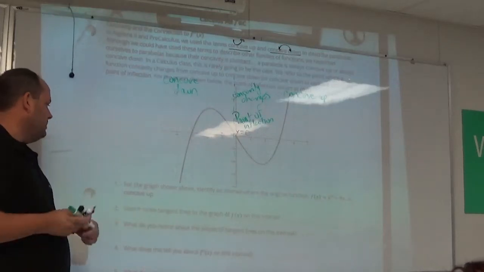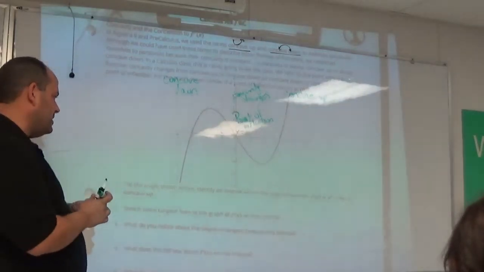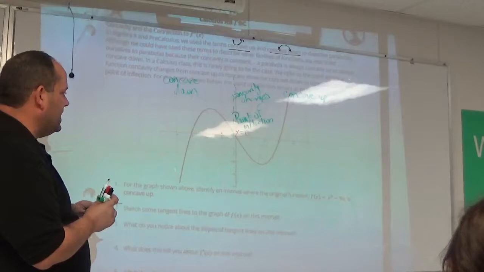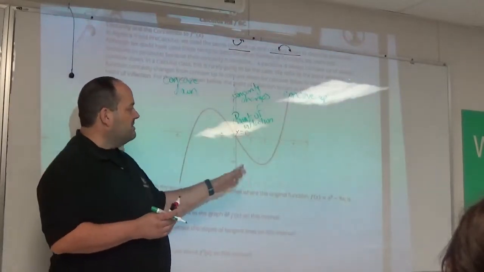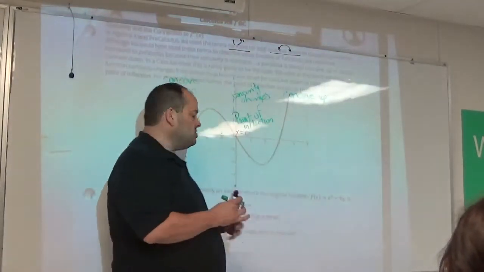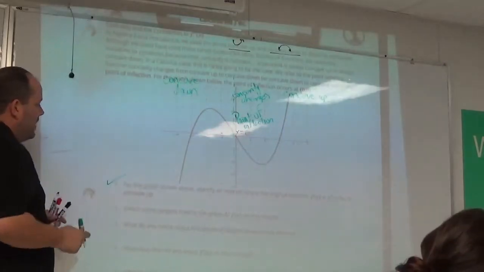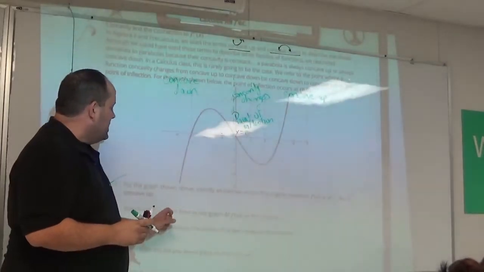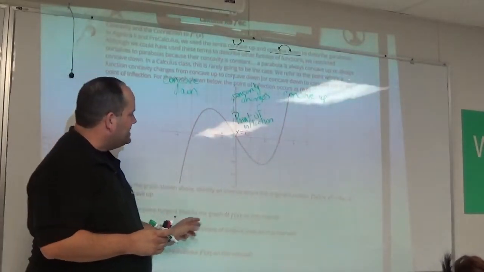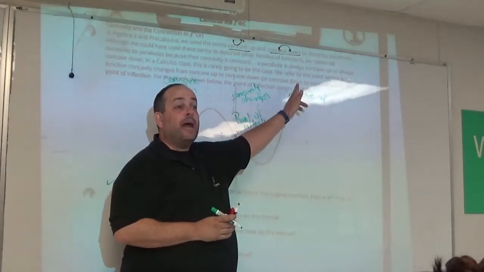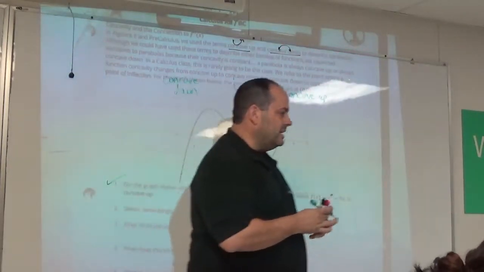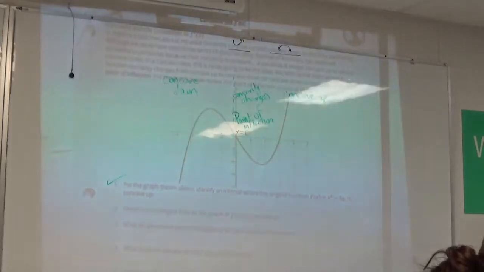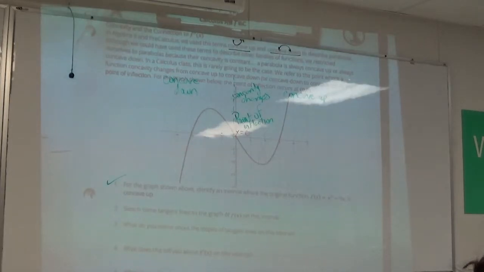This is where you're going to want a ruler. For the graph shown above, identify an interval where the original function is concave up. Concave up. We got that? Check. What I want you to do is with a ruler or an index card, create some tangent lines to the graph. Make some tangent lines for me to your graph. Make them good ones. Use an index card or a ruler. Let the OCD take control.